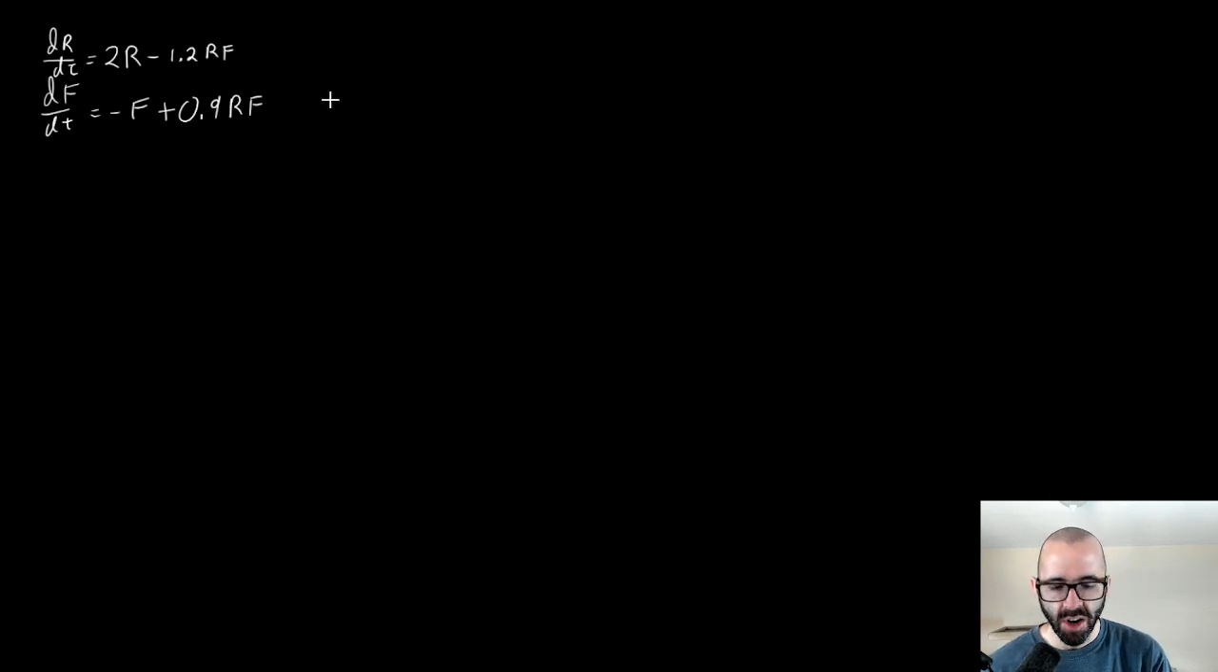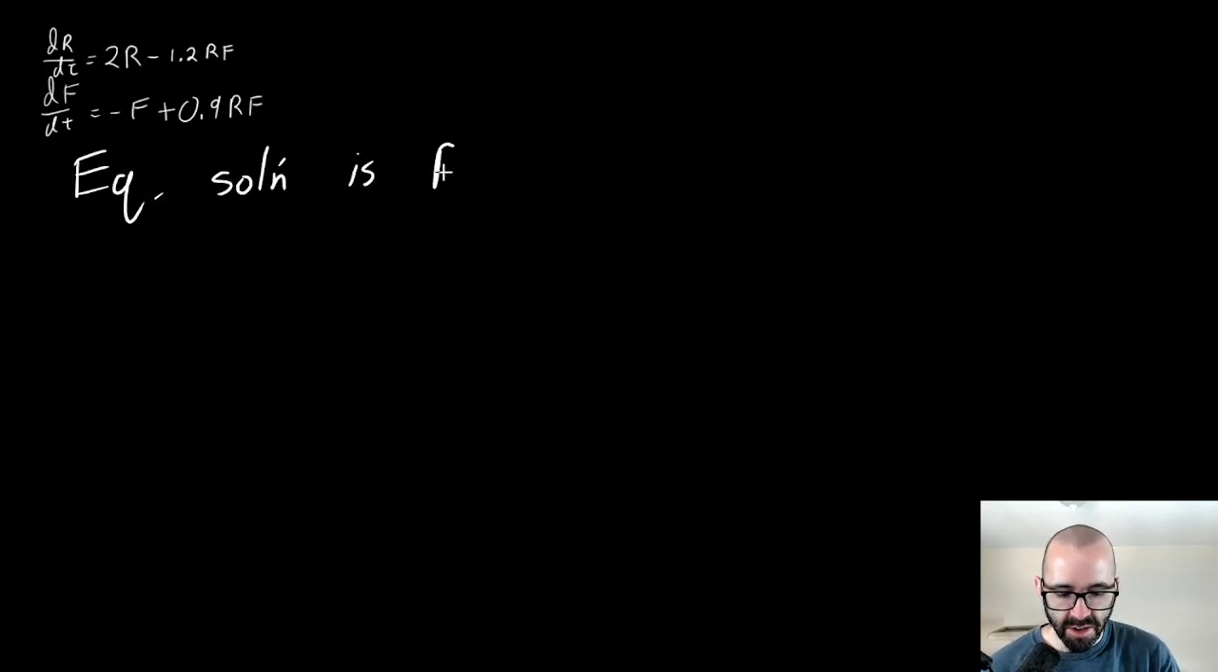And of course, you can see there's R's and F's everywhere. If everything's 0, that's an equilibrium solution, right? The rabbits are 0 forever, and the foxes are 0 forever.